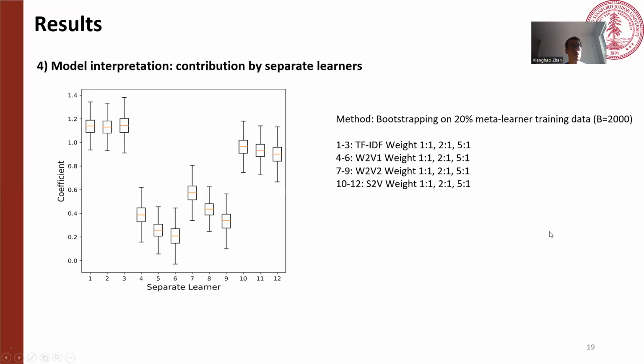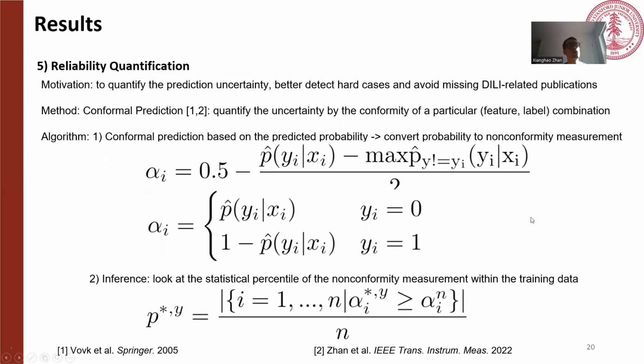And additionally, we have also interpreted the contribution by different separate learners in the ensemble learning models. We have also performed the bootstrapping on the meta-learner training data, and we have shown the coefficient in the logistic regression of the meta-learner, which shows that firstly, all the coefficients are positive, which indicates that all these different separate learners are contributing, but the contributions are coming more from the first three TF-IDF models and the last three sentence-BERT models, which generally shows that these two types of models are contributing more to the ensemble learning models, as our model interpretation. And the last experiment we have done is reliability quantification.